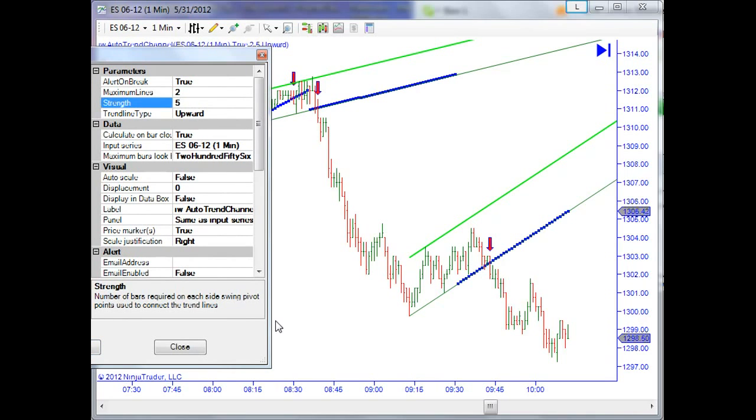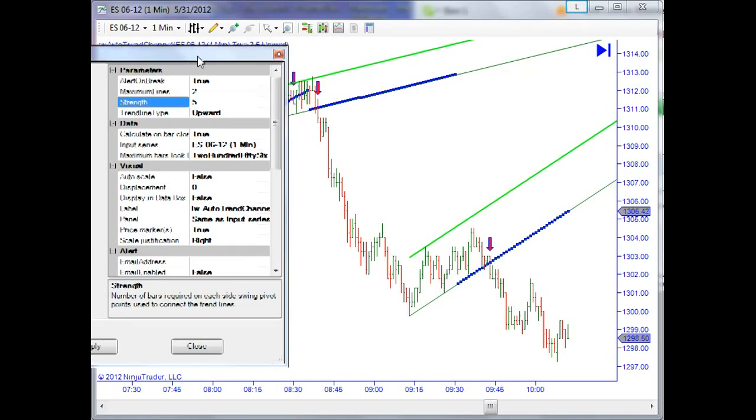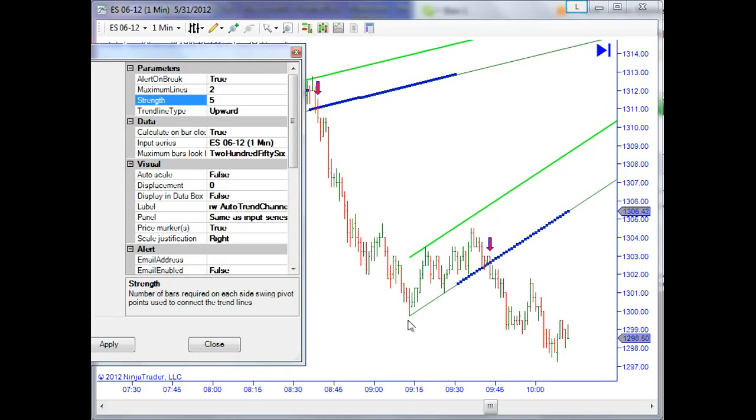The strength. Now, strength is a very critical number in this indicator, and it defines how strong of a pivot we are looking for. NinjaTrader has a swing indicator, and that swing indicator takes a strength value. So it identifies the swing pivot levels, and this is the same thing. So we specified 5 here. So this node here is a 5 strength pivot. This node here is a 5 strength pivot or more, and that's how we've defined that trend line. So we can increase or decrease that number as you see fit.